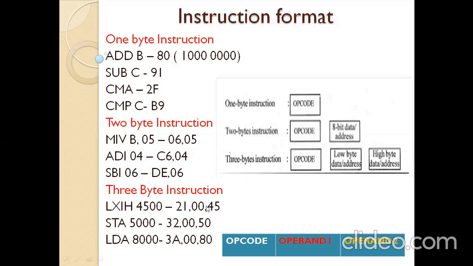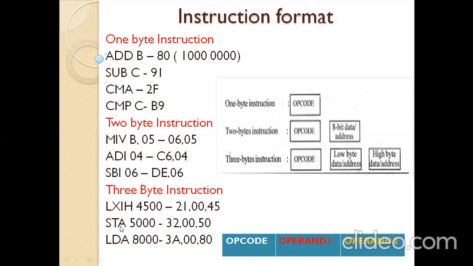Next, we are going to see about 3-byte instruction. First instruction is LXI H,4500. 21 is called opcode, 00 is called lower byte address, 45 is called the higher byte address. So 1 opcode and 2 operands, so it is called a 3-byte instruction.